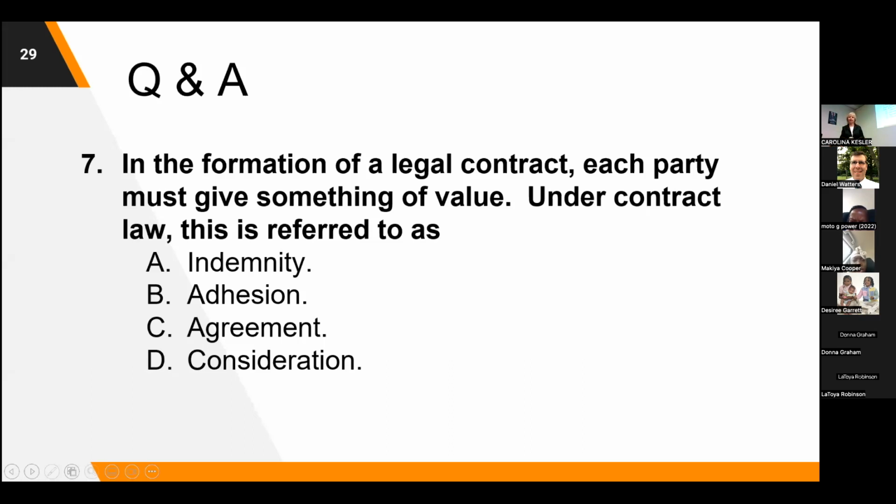Okay. In the formation of a legal contract, each party must give something of value. Under contract law, this is referred to as something of value. Is what? Consideration, something of value. Yes.